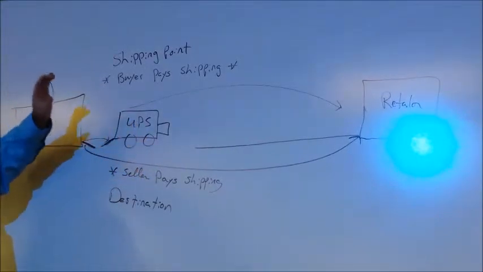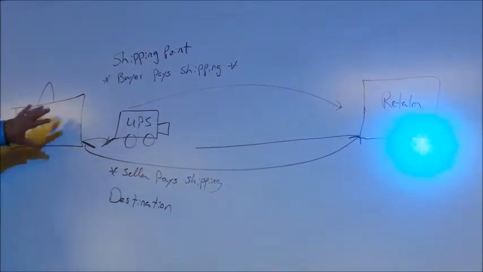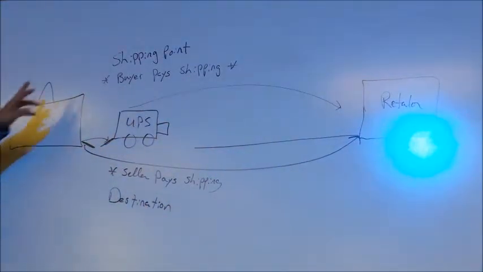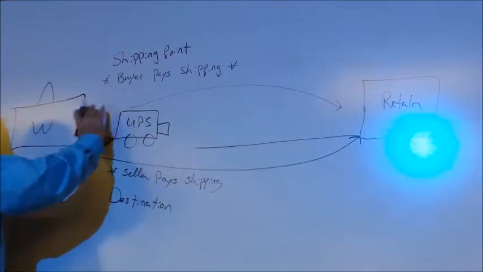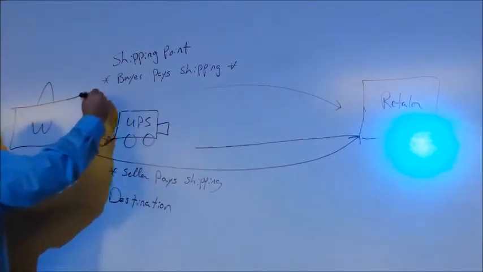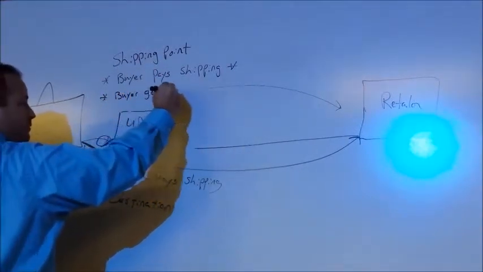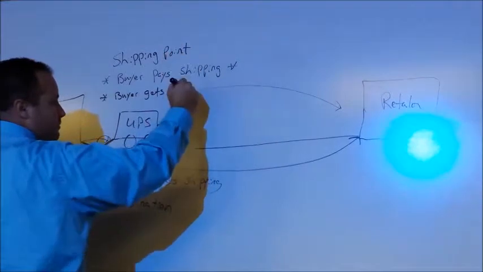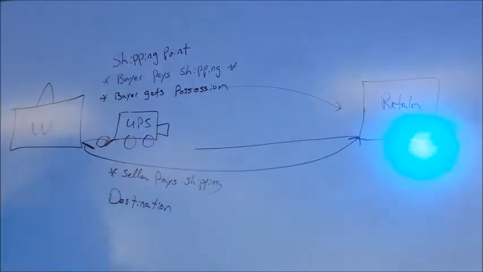Let's say something happens with UPS and the package gets lost. Well, who needs to get in contact with UPS? Is it the seller or is it the buyer? Well, it depends on the terms. If it's FOB shipping point, change of hands occurs right here. So the buyer gets possession. Buyer gets possession right here before the shipping.